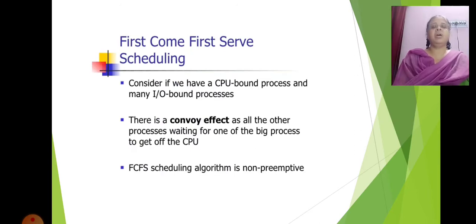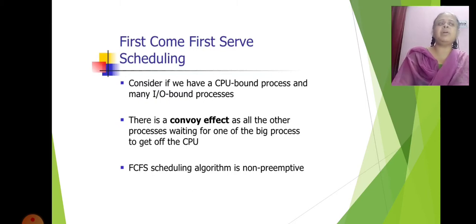Now we should learn the convoy effect. In addition, consider the performance of FCFS scheduling in a dynamic situation. What is a dynamic situation? Assume that we have one CPU bound process and many IO bound processes. Only one CPU bound process is there and several IO bound processes are there. As the processes flow around the system, the following scenario may result.